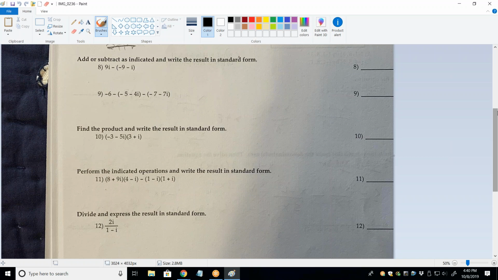Do you have any problems with adding or subtracting? Not really. Tell me what 8 is. Would 9i just be -9? When you are adding or subtracting, what you do is you add or subtract the real parts, and then you add or subtract the imaginary parts. So the real part is really 0 plus 9i. So if I'm subtracting the real, I end up with plus 9.